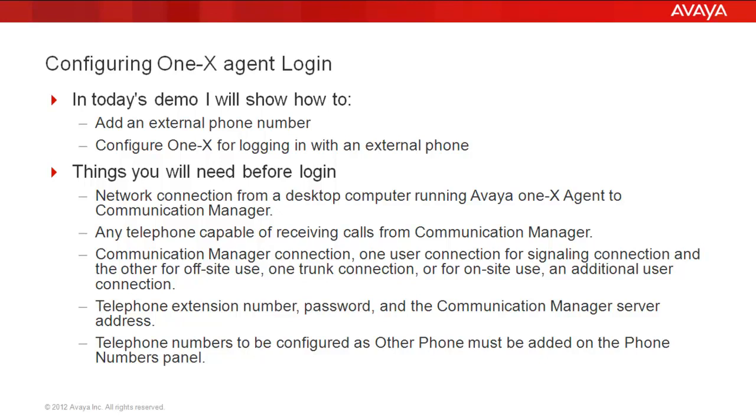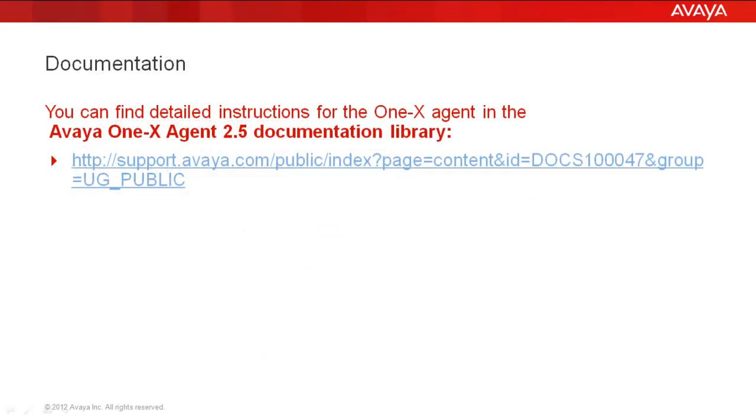First, some things that we'll need before we can log in: a network connection to a desktop computer running 1X agent, any telephone capable of receiving calls from the communication manager, Communication Manager connectivity, a telephone extension number, password, and Communication Manager server address, and the telephone number configured in the Other Phone Number panel on 1X Agent. You can find detailed instructions for the 1X Agent in the Avaya 1X Agent 2.5 documentation library.